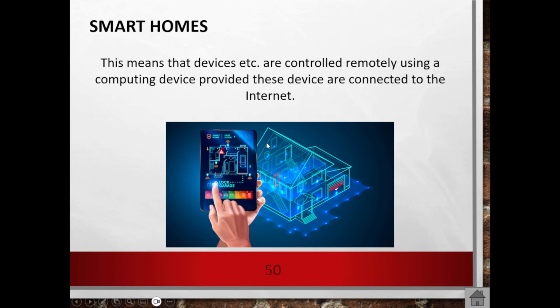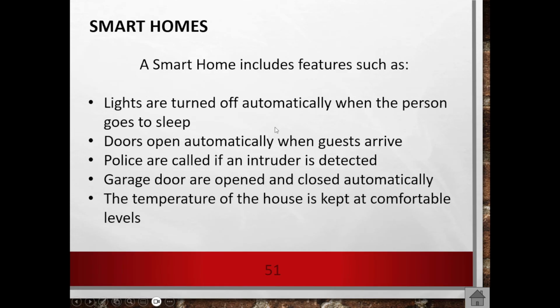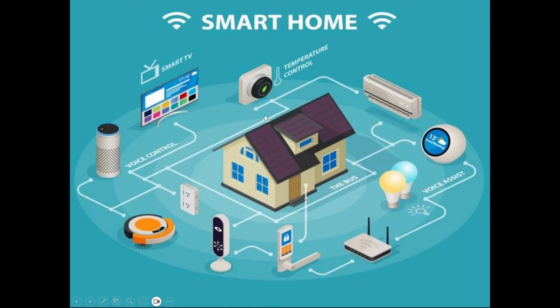Know this definition, please. Remember, in a smart home, it includes features like lights that are turned off automatically when the person goes to sleep, doors open automatically when guests arrive, police are called if an intruder is detected, the garage door can be opened and closed automatically, and even the temperature of the house can be kept at comfortable levels. We've seen this with Alexa. Yes, Alexa, play this music for me, or switch this on, or switch that off. It's all part of this.